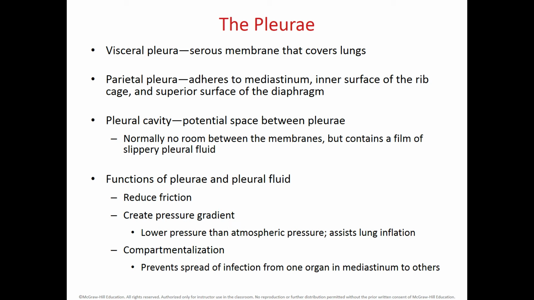This pleural cavity is filled with pleural fluid, and you prevent friction with this pleura as the lungs expand within the thoracic cavity. And also you create a pressure gradient, so you lower the pressure below the atmospheric pressure so you can inhale. And then this pleura also helps to prevent the spread of infections from one organ in the mediastinum to others, or in the thoracic cavity to others.